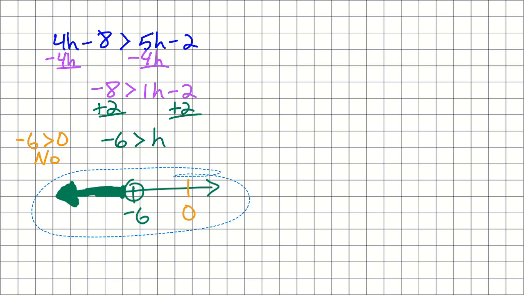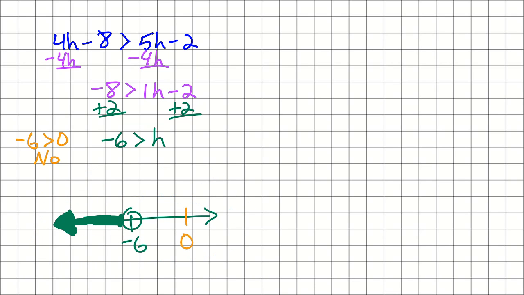If you want to always make it so that it'll match up, you can just rewrite from this step right here. You could rewrite this as, whoops, h, flip the sign, is less than -6. And now because my variable's on the left, my inequality and my arrow face the same direction. Questions there?